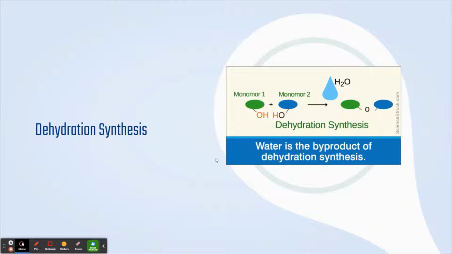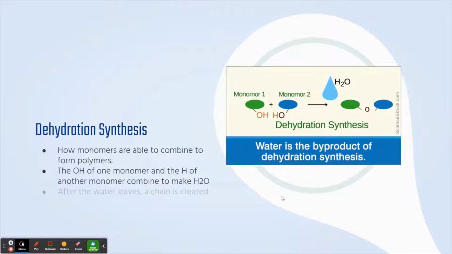Well, this happens through dehydration synthesis, which is when the OH of one group over here combines with the H of another monomer, and they form H2O. And when they leave the system, it will create two monomers that are combined together to form a dimer. And as you can see, water is the byproduct of dehydration synthesis, which means water will leave the system. So that is how monomers are able to combine to form polymers.